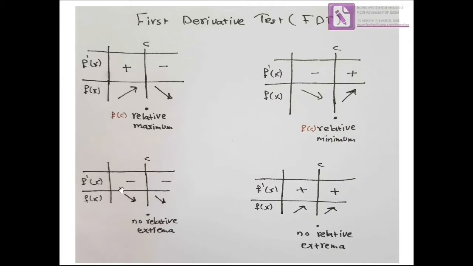But in case your function before c is decreasing, then after c is also decreasing, then we conclude there is no relative extrema. Similarly, if the derivative before c is positive, so the function is increasing, then after c it is also increasing, then we conclude there is no relative extrema. So we have two types of relative extrema, maximum and minimum. The maximum is when the function is increasing then decreasing, and the minimum is when the function is decreasing then increasing.